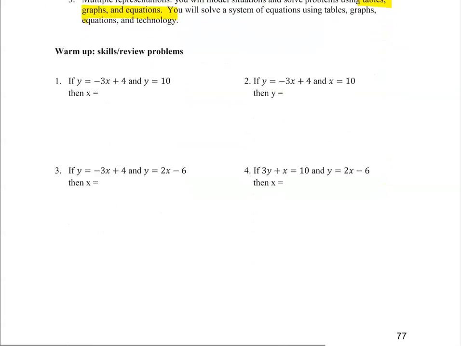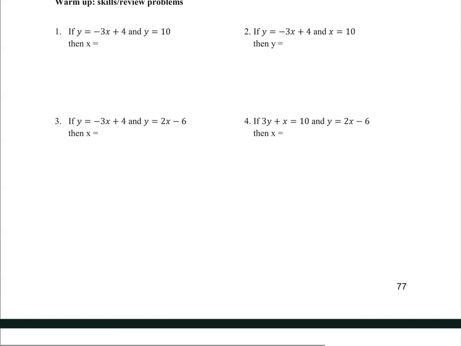Let's start with a warm-up. Number 1. If y equals negative 3x plus 4 and y equals 10, then what is x? So we have a value of y. We substitute this to this equation. So the value of y, we substitute that here. So 10 equals negative 3x plus 4.